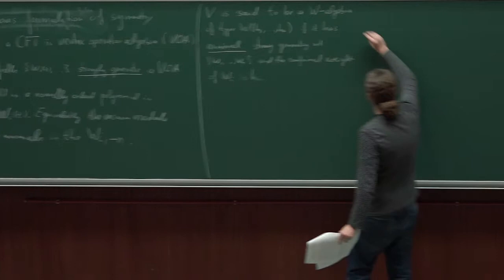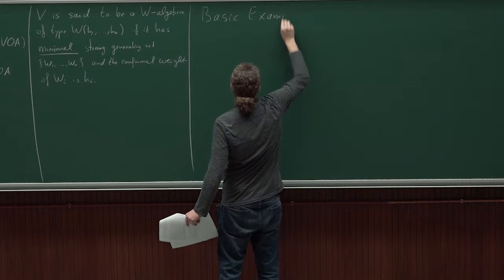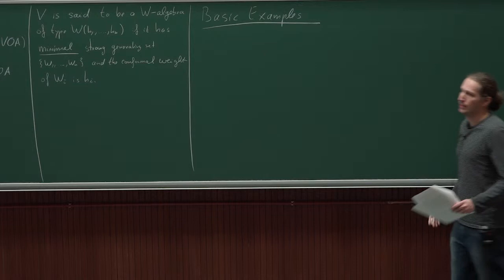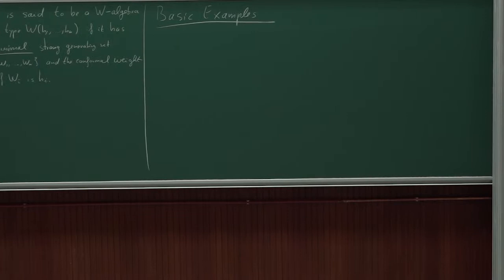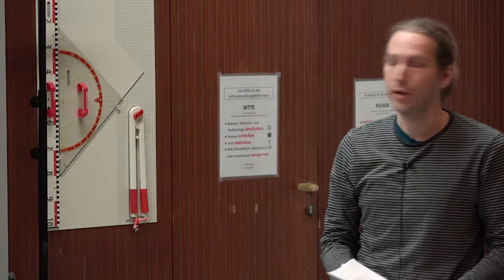So the basic examples are free field algebras and Wess-Zumino-Witten theories. The corresponding vertex operator algebras are called affine vertex algebras because they are coming from the affinization of a Lie algebra.